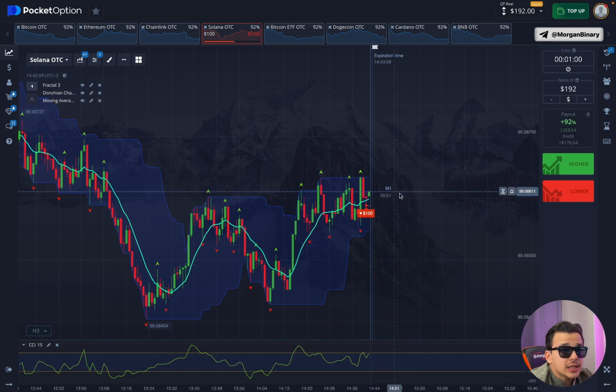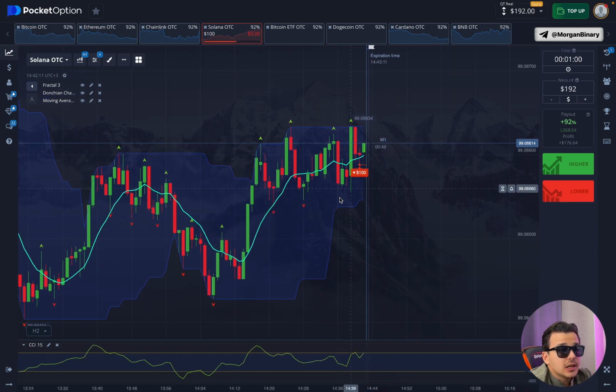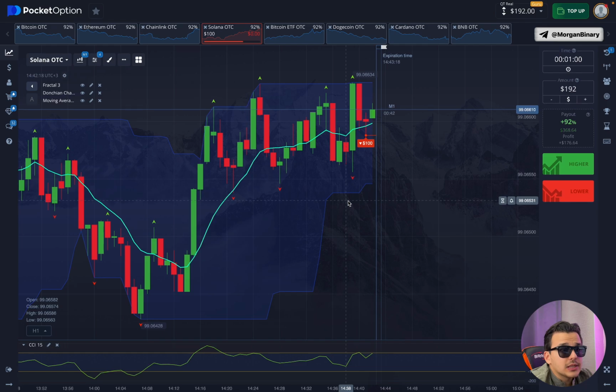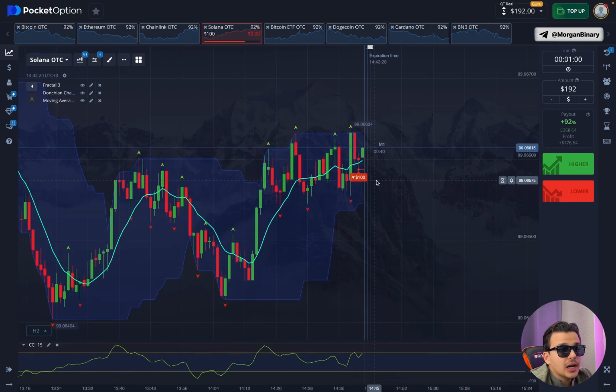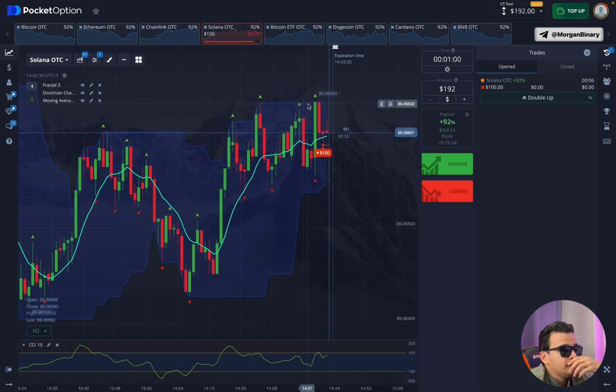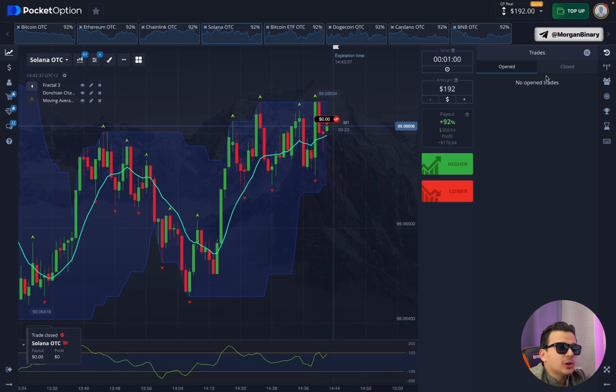Because I'm not satisfied with the picture you see. Yes, there was a local minimum, but it hasn't formed yet, so the situation is unclear. I will hold off for now. Let's see the result of this trade. The trade closes at a loss.